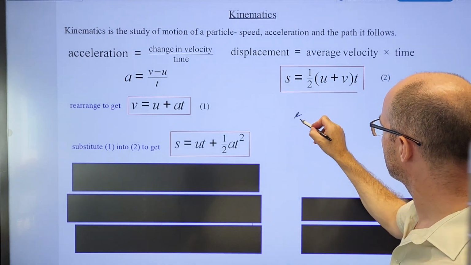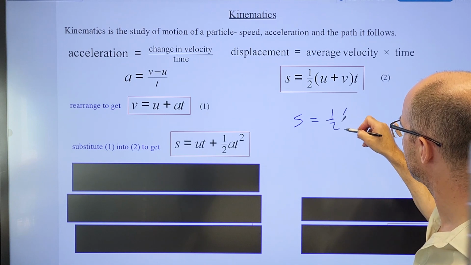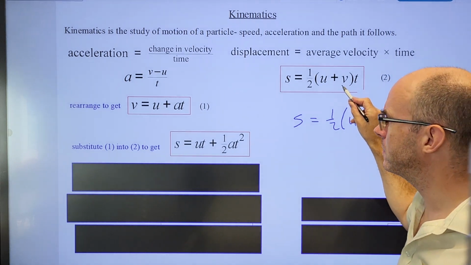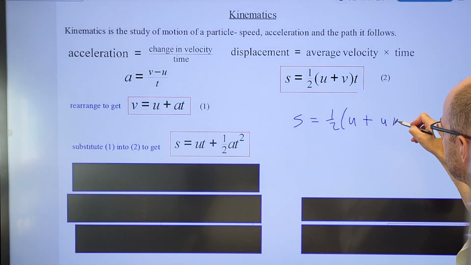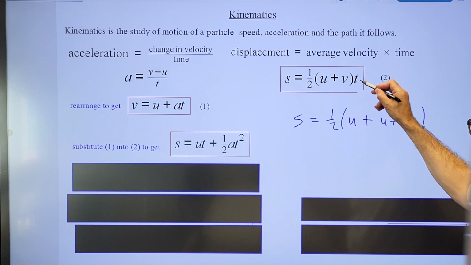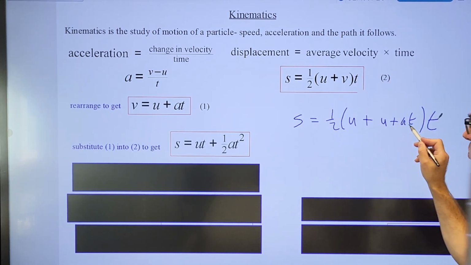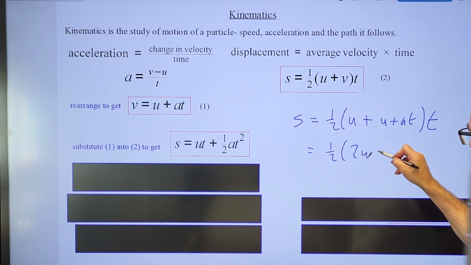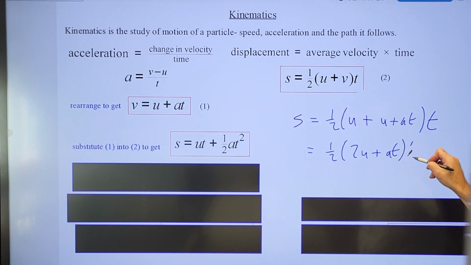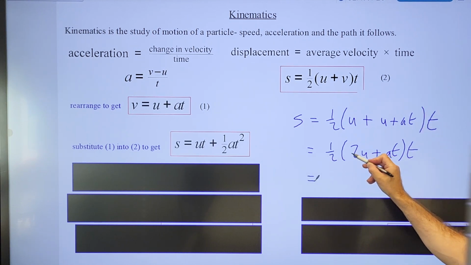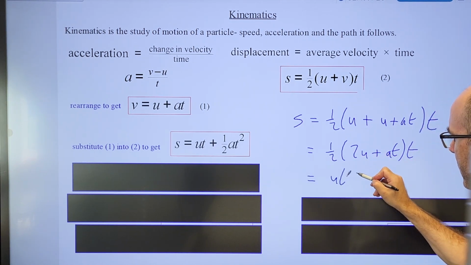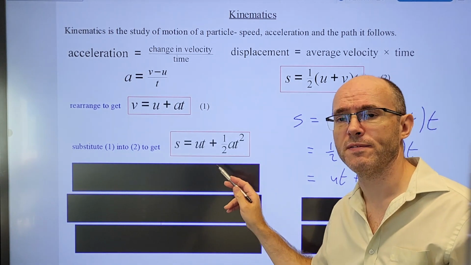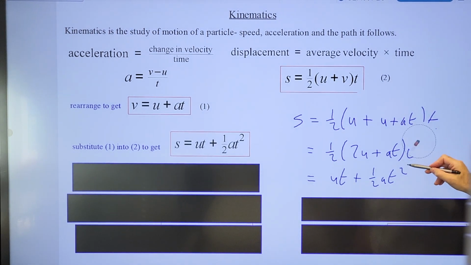So equation 2, I'm going to rewrite: S equals a half, U plus, and I'm going to substitute equation 1 in there. So rather than write V, I'm going to write U plus AT, plus AT, and then close the bracket, T. So that's equation 2 with equation 1 substituted in. Let's simplify that a little bit. So 2U plus AT, multiplied by T, and then when you expand, you've got UT, plus half AT squared. So S equals UT plus half AT squared. Okay, so that's the third.